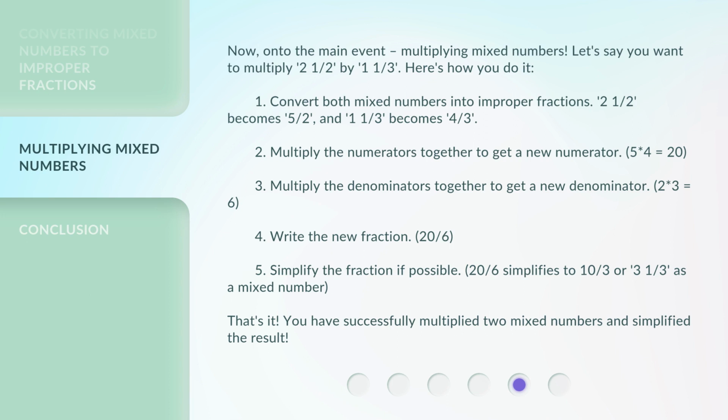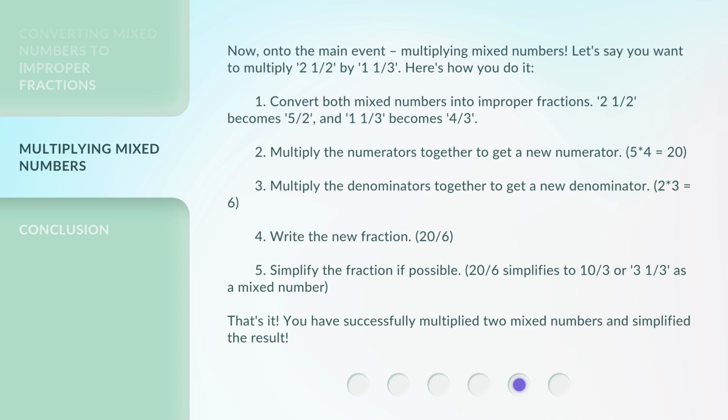2. Multiply the numerators together to get a new numerator. 5 times 4 equals 20. 3. Multiply the denominators together to get a new denominator. 2 times 3 equals 6.